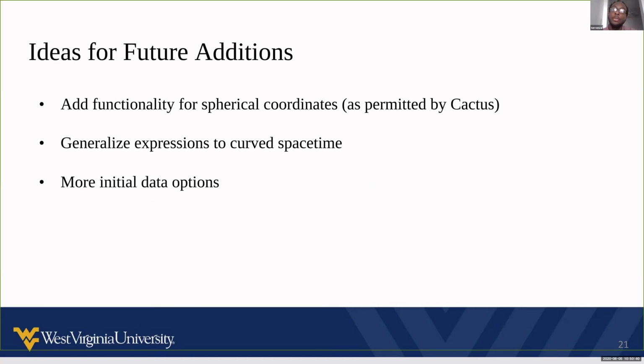In the future, we'd like to add functionality for spherical coordinates, and we'd also like to generalize to curved spacetime to do some interesting projects with this, for example, superradiance with black holes. And we're considering maybe adding other initial data options. And that's my talk. Thank you.